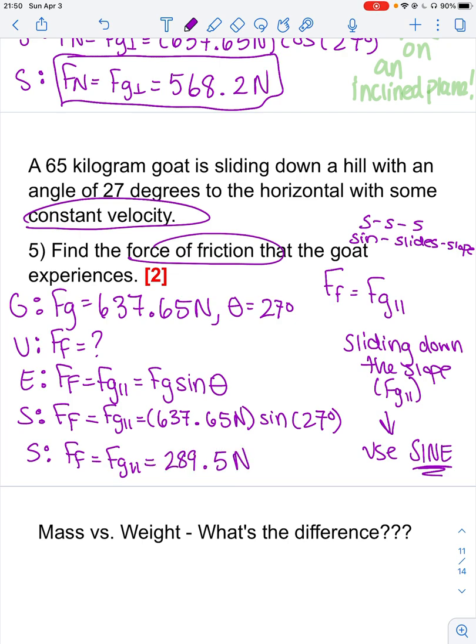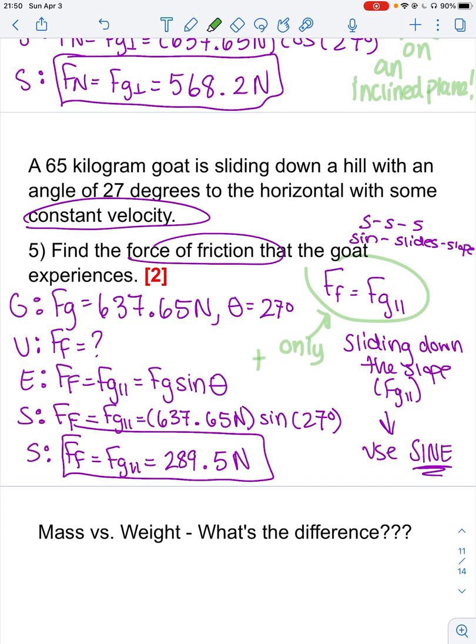289.5 newtons. Again, this relationship is only true when you're at CV, constant velocity, on an inclined plane. So just keep that in mind.